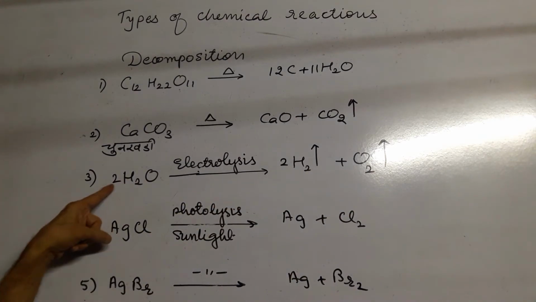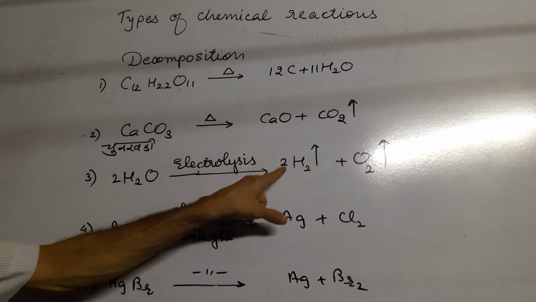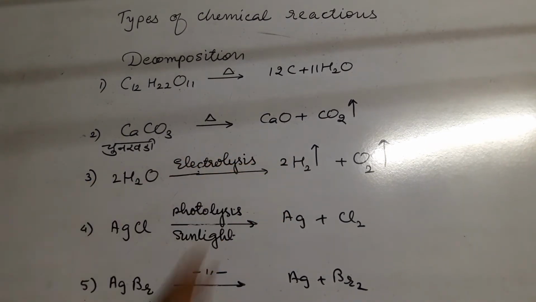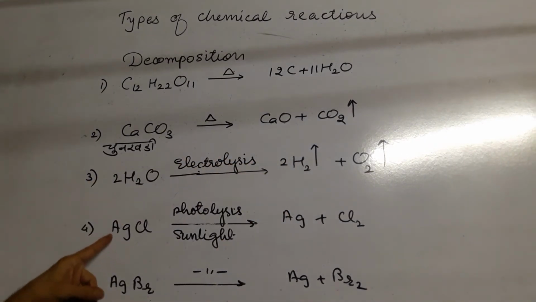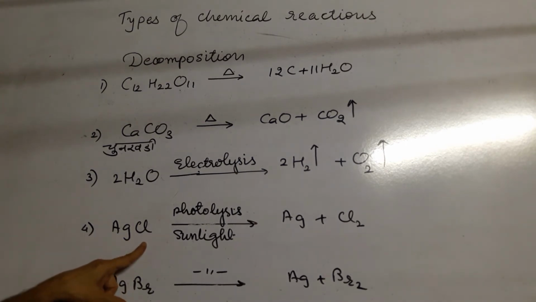Now let us balance this. Here hydrogen 2 and 2 is 4. So 4 hydrogen and 2 oxygen. It is balanced. Now next, silver chloride. Silver chloride is very sensitive to sunlight. In presence of sunlight, it decomposes, and thus it is called photolysis.